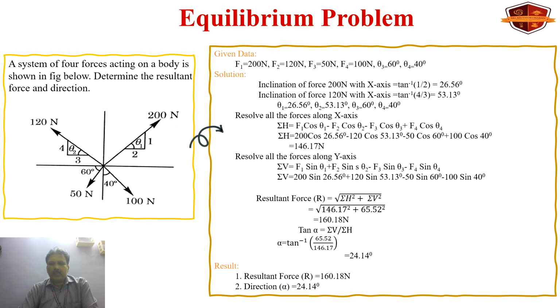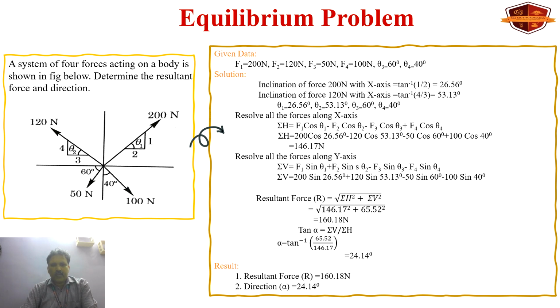Similarly, sigma V also calculate in the same manner. We have to consider the vertical forces acting along the y direction. Finally, whenever we apply the formula R equal to root of sigma H square plus sigma V square, we will get the output, that is 160 Newton, as well as the direction, 24.14 degree. These are the two values we are getting in this problem as the output. That is the result of this one.